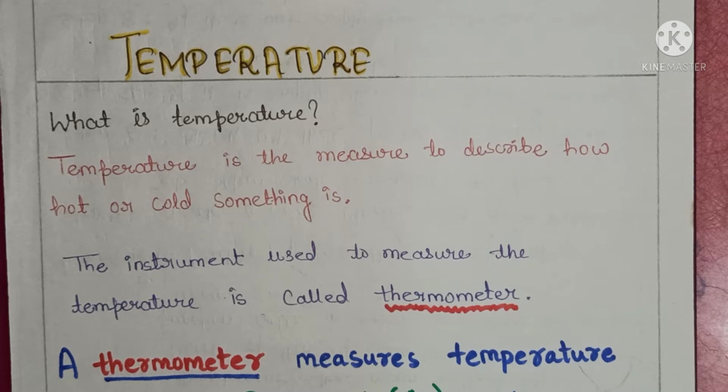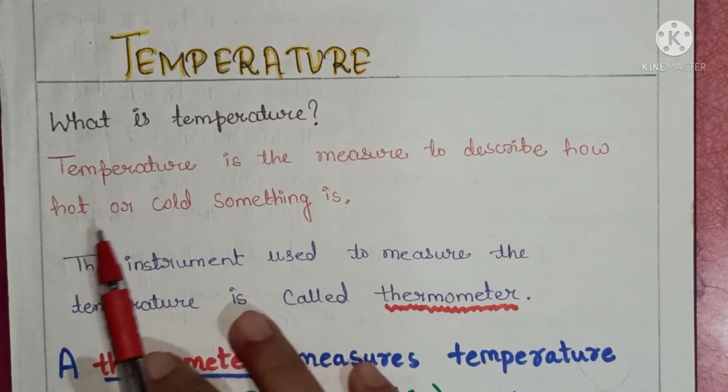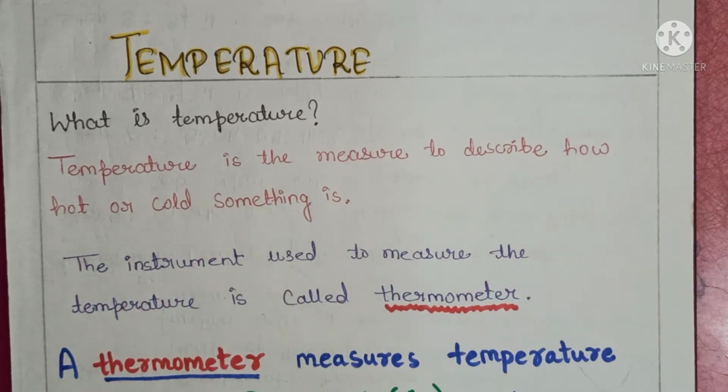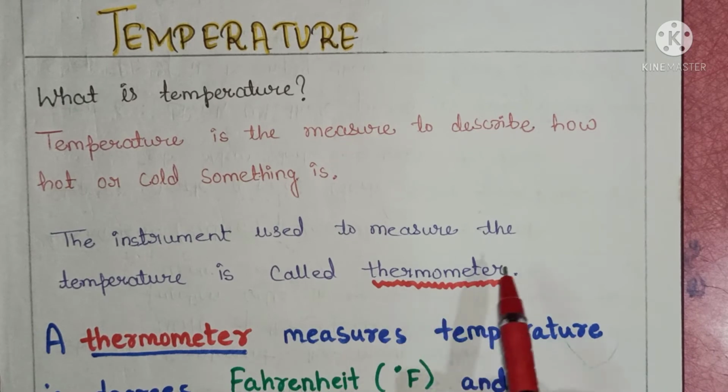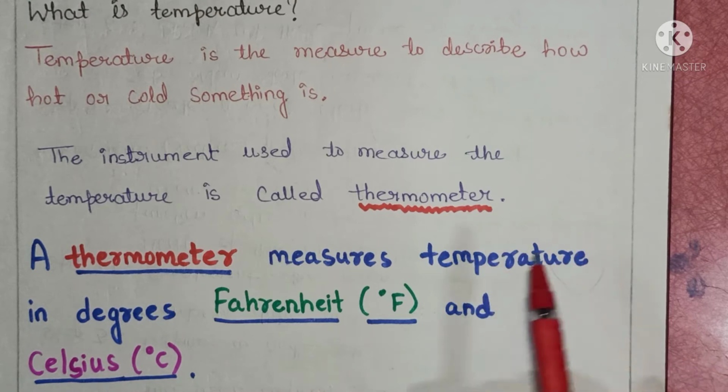Today in this video, we will learn about temperature. So what is temperature? Temperature is the measure to describe how hot or cold something is. So temperature helps us to measure the hotness or the coldness of something. Okay? The instrument used to measure the temperature is called a thermometer. A thermometer measures temperature in 2 degrees, degree Fahrenheit or degree Celsius.